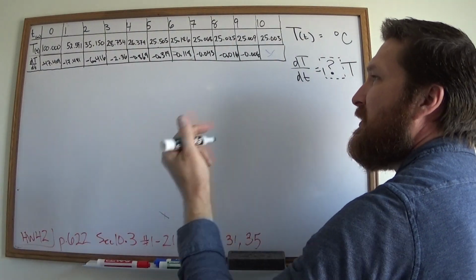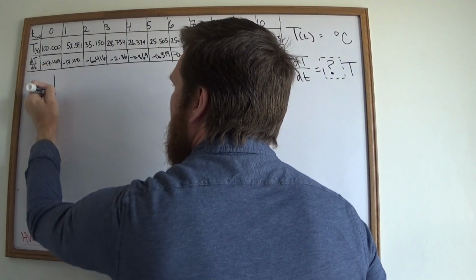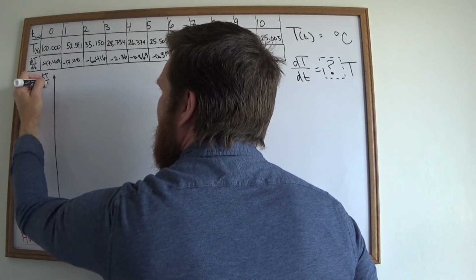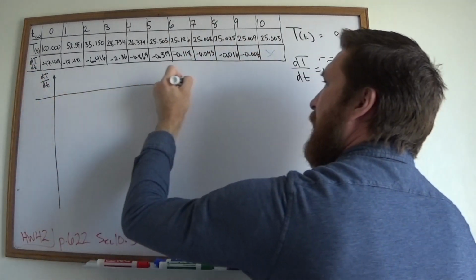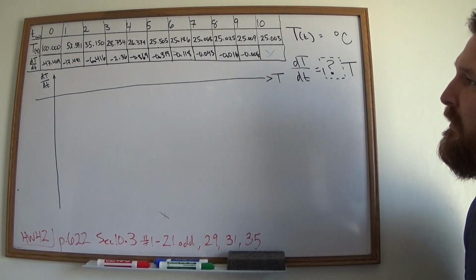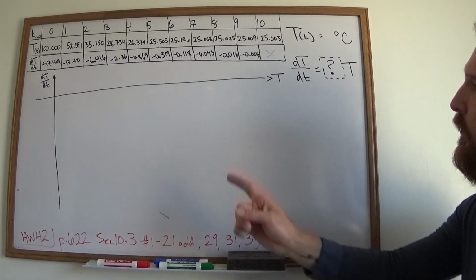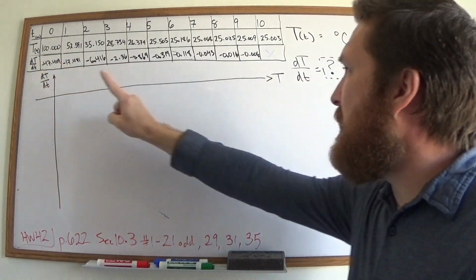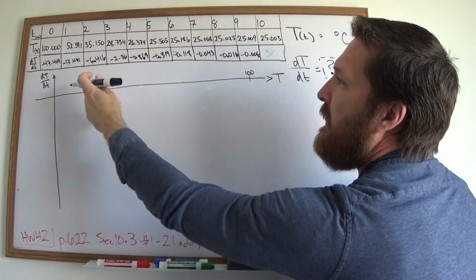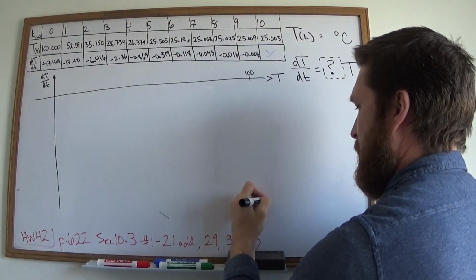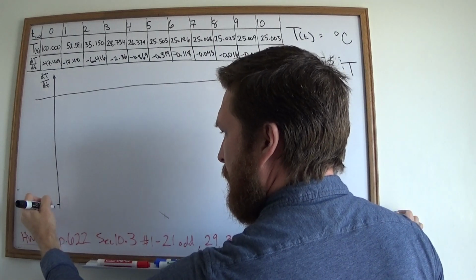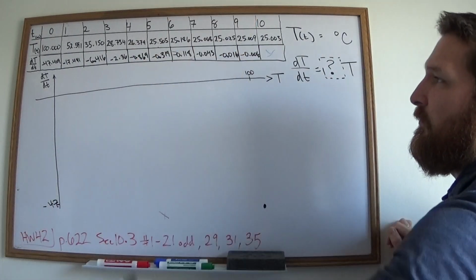So the thing we're going to graph now is dt versus big T. And so, when big T is 100, I get out a negative 47.409, right?